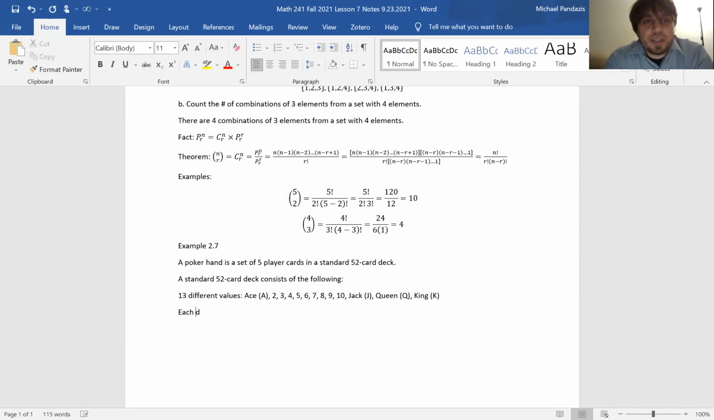Each distinct value has 4 suits. Okay, and those suits are hearts, diamonds, spades, and clubs. Hearts and diamonds are red cards, and spades and clubs are black cards.